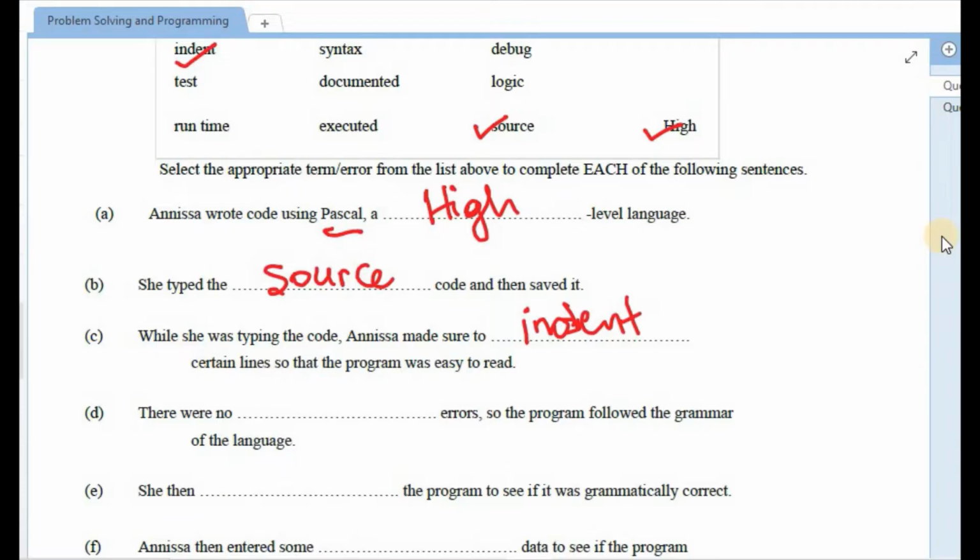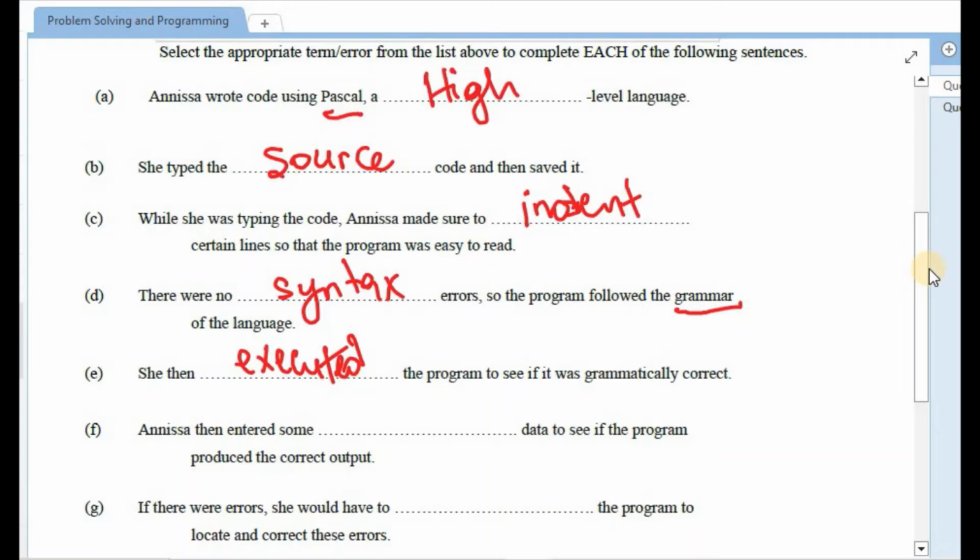D, there were no dash errors, so the program followed the grammar of the language. What type of error focuses on grammar? In this case, the syntax error would be the most suitable. E says she then dashed the program to see if it was grammatically correct. And in order for her to see what errors would have been there grammatically, she would have to execute the program. So she then executed the program to see if it was grammatically correct.